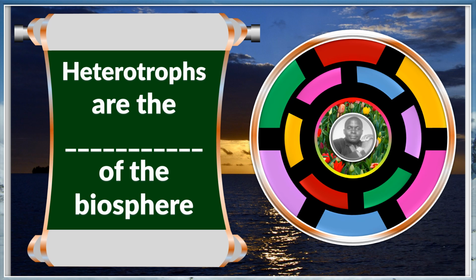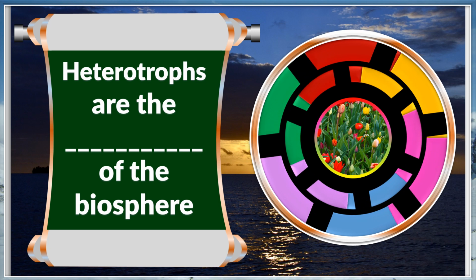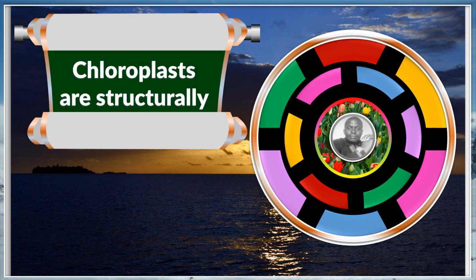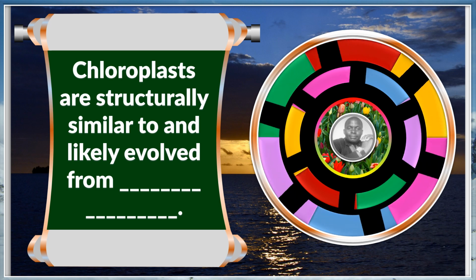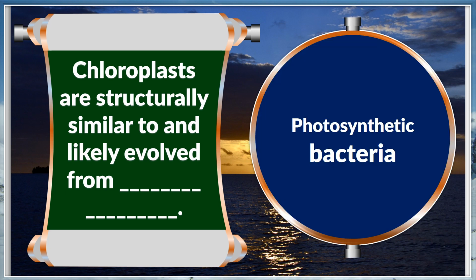Heterotrophs are the dash of the biosphere. Consumers. Chloroplasts are structurally similar to and likely evolved from dash dash. Photosynthetic bacteria.